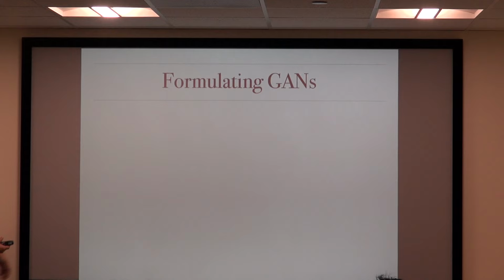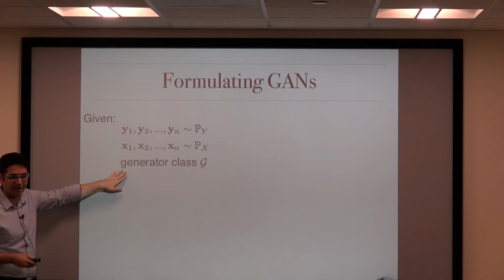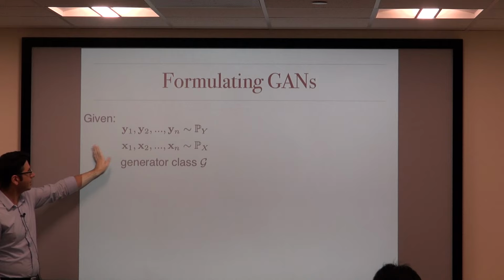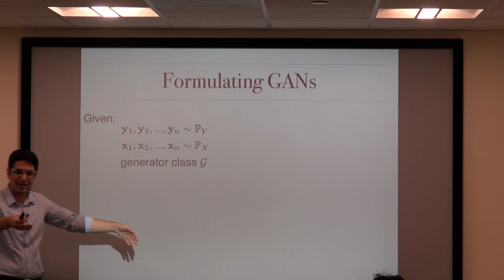Good. Formulating GANs. Perhaps these two slides are the most important slides, maybe a little bit complicated, but we'll go through it. So what are the inputs? I'm a computer scientist, but some part of me is an engineer, so I first write down what I have as my inputs. I have observed samples y1, y2, ..., yn. I generate some random samples, maybe the same number, maybe a different number, it doesn't matter, from a Gaussian distribution. And I pick a generator class, G.